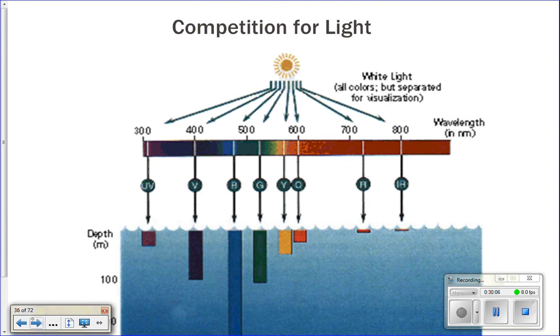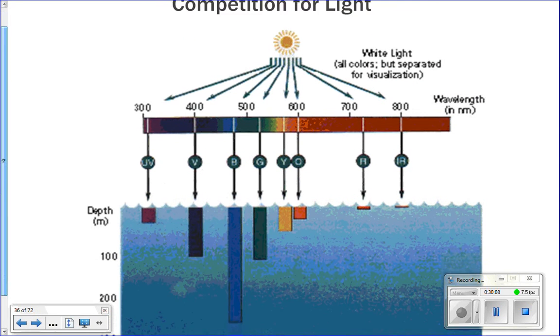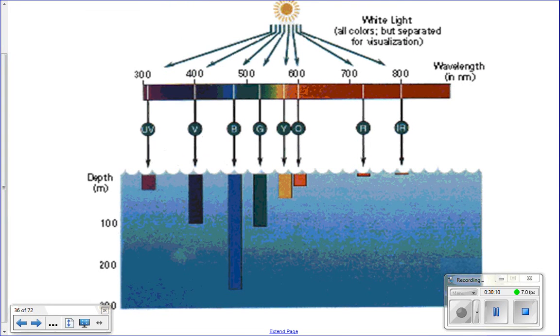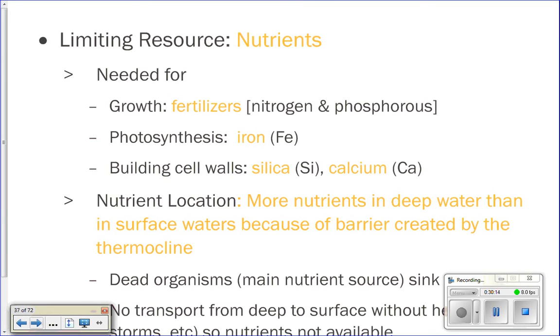Here's just a reminder, different wavelengths of light penetrate different depths into the water. The other limiting resource that they need is nutrients. So light and nutrients. They need nutrients as fertilizer in order to grow and do photosynthesis. They also need things like nitrogen and phosphorus to grow. They also need things like iron in order to do photosynthesis, and other things like silica and calcium.